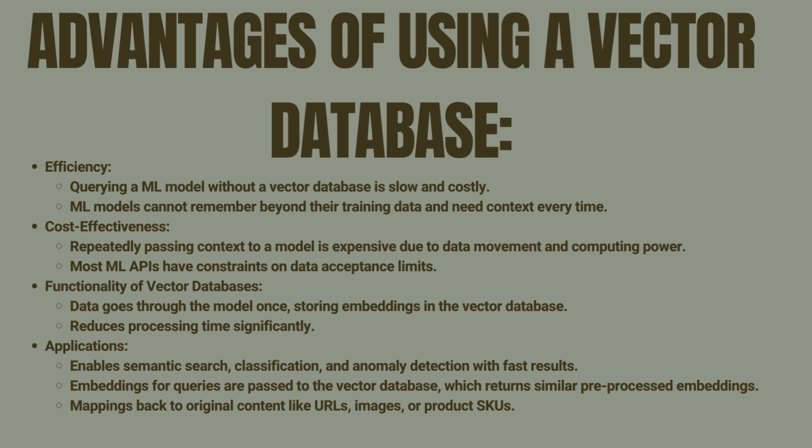So what is the functionality of vector databases? Data goes through the model once, storing embeddings in the vector database, and it reduces processing time significantly. Some applications of vector databases: it enables semantic search, classification, and anomaly detection with fast results. Embeddings for queries are passed to the vector database, which returns similar pre-processed embeddings, with mappings back to the original content like URLs, images, or product SKUs.